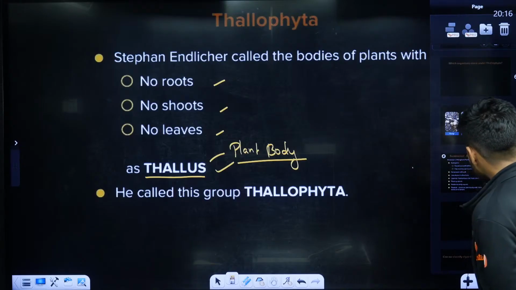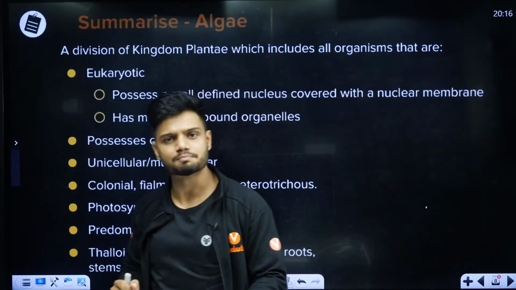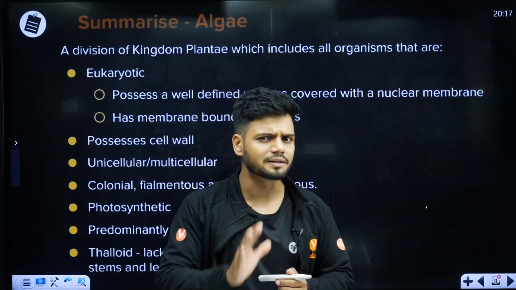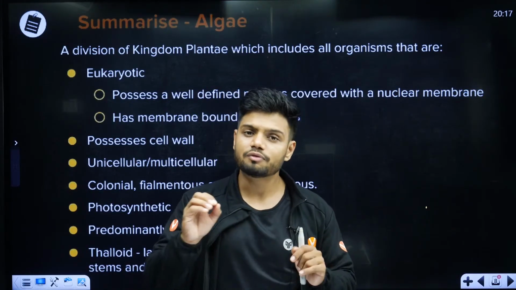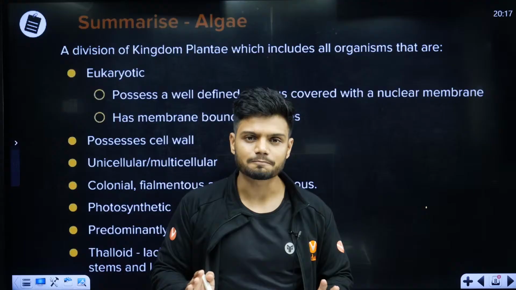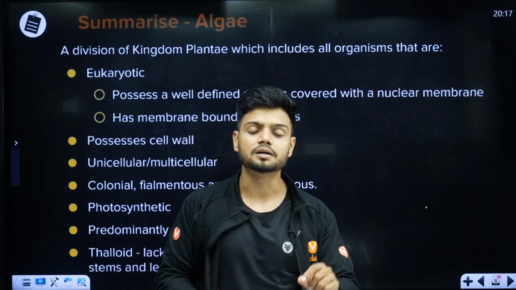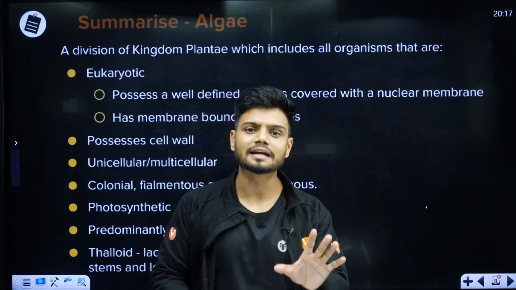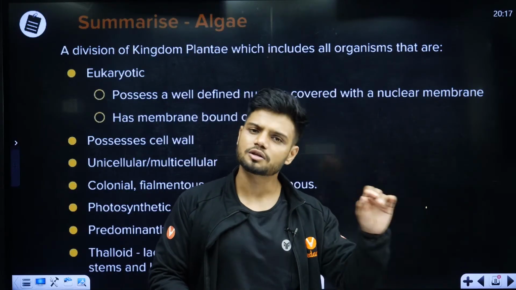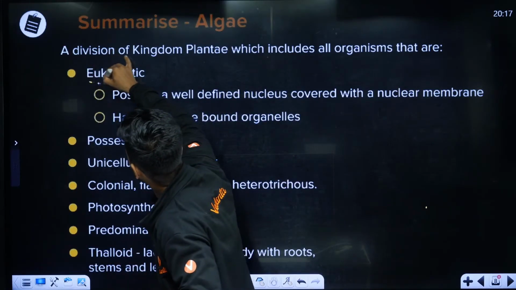Now students, if you look at the characters of an algae, they are very simple. They belong to kingdom Plantae. Tell me quickly, if they belong to kingdom Plantae, will they have a prokaryotic cell or a eukaryotic cell? You all know the only kingdom with prokaryotic cells is kingdom Monera. Except Monera, all the others have eukaryotic cells. So obviously here also we will find eukaryotic cells.